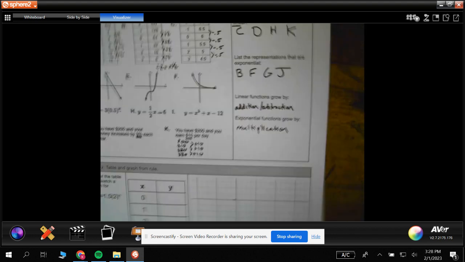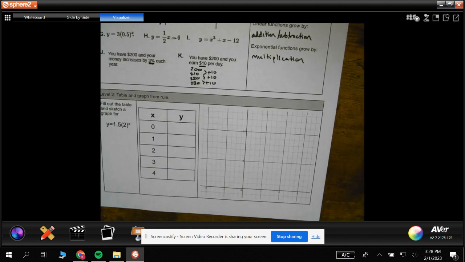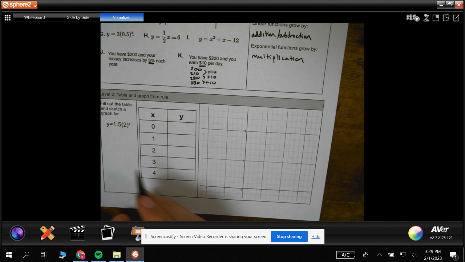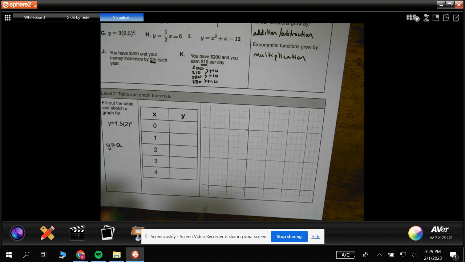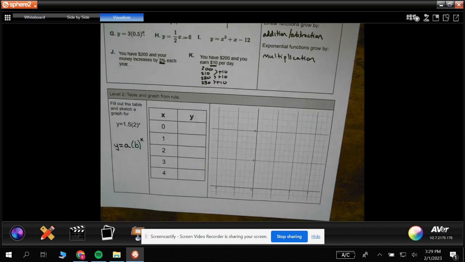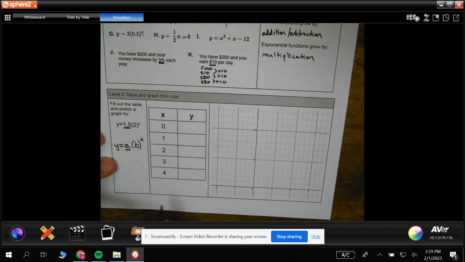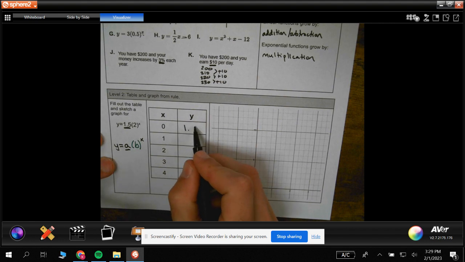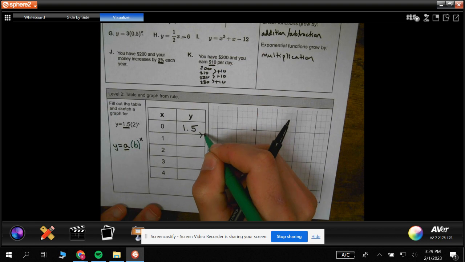Let's go on to level 2. In this one, we are trying to create a table and a graph from an exponential function. Now remember your rule. y equals a times b to the x. Now a here is your initial value. The number in front is your initial value. So when x is 0, it means y is 1.5. That's your a value. Your b value tells you how you're going to multiply it.